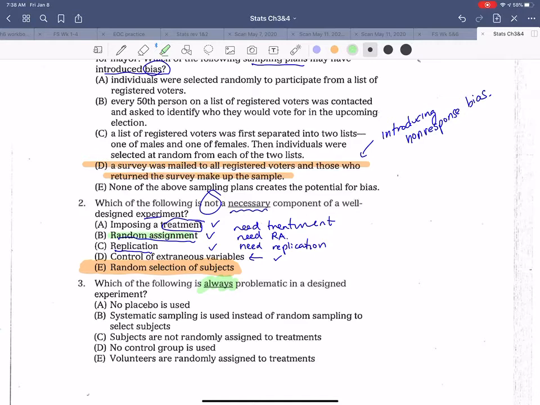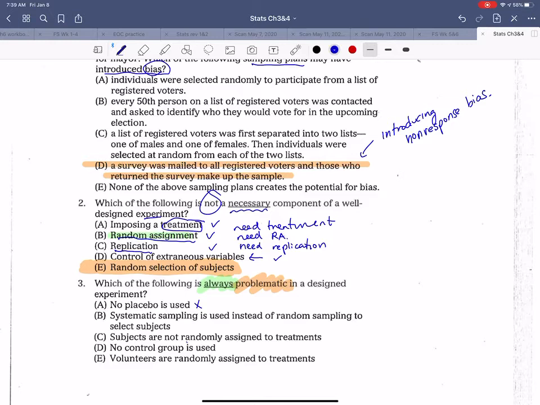Okay, question number 3, which of the following is always problematic in a designed experiment? So what is going to be a problem no matter what, an unavoidable problem? If we look here, it's totally okay. There are many experiments that don't have a placebo. Systematic sampling is used instead of random sampling. That doesn't make sense. I can use it, so that's not always going to be problematic.